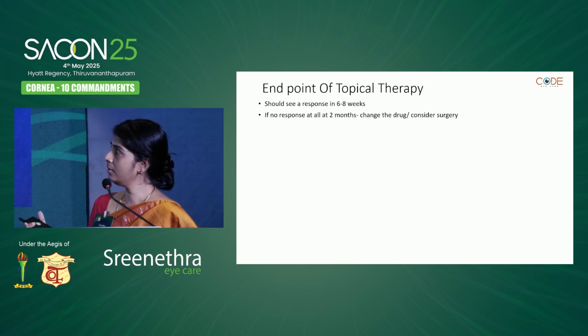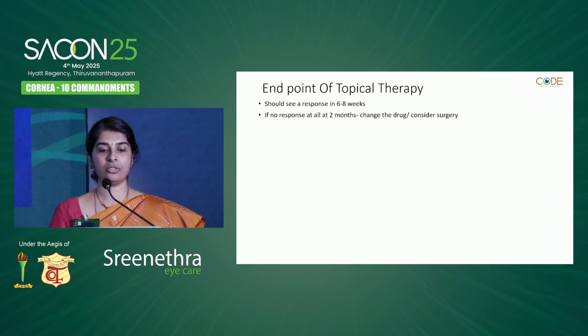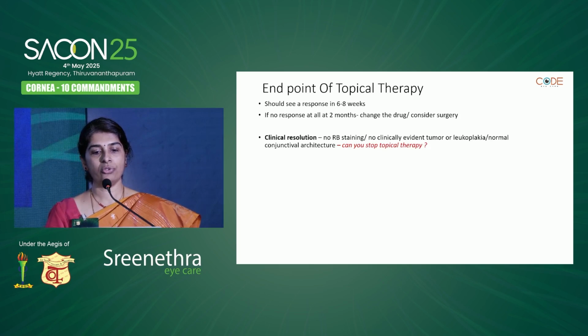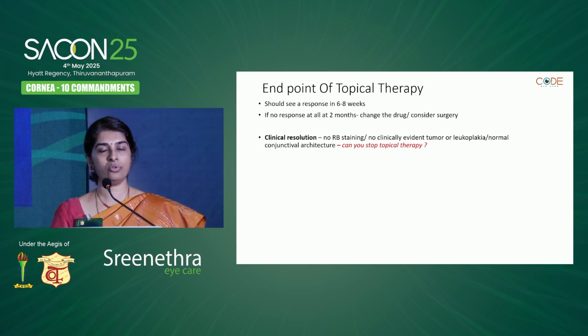So you should see a response in 6 to 8 weeks, and if there is no response at all at 2 months, then change the drug or consider surgery. And what is clinical resolution? You should have no rose Bengal staining. You should have no clinically evident tumor on the slit lamp. There should be normal conjunctival architecture.